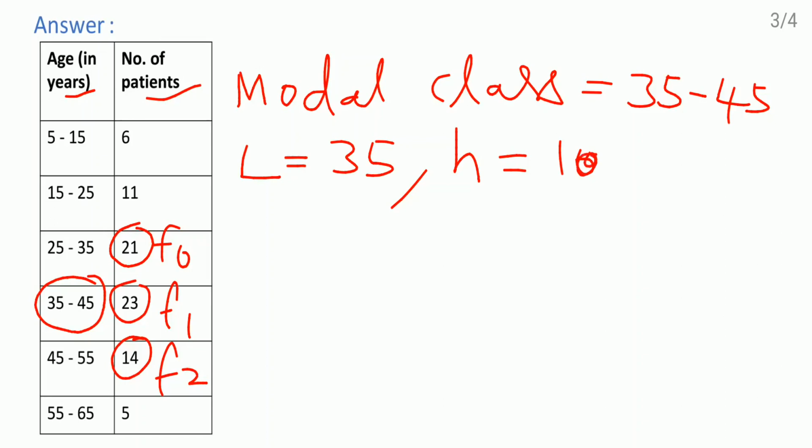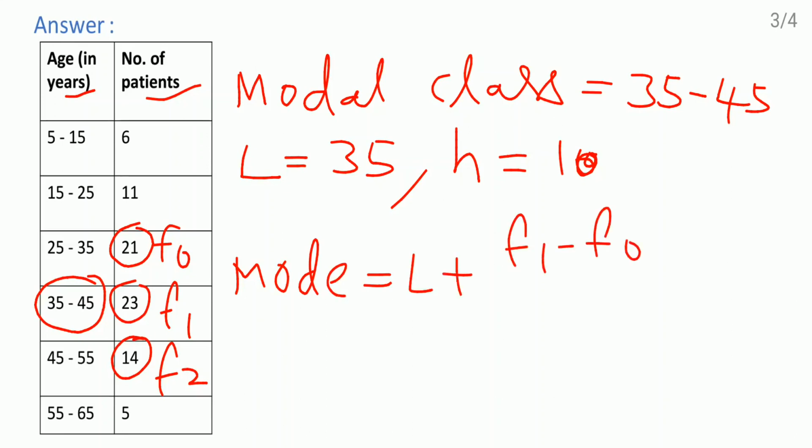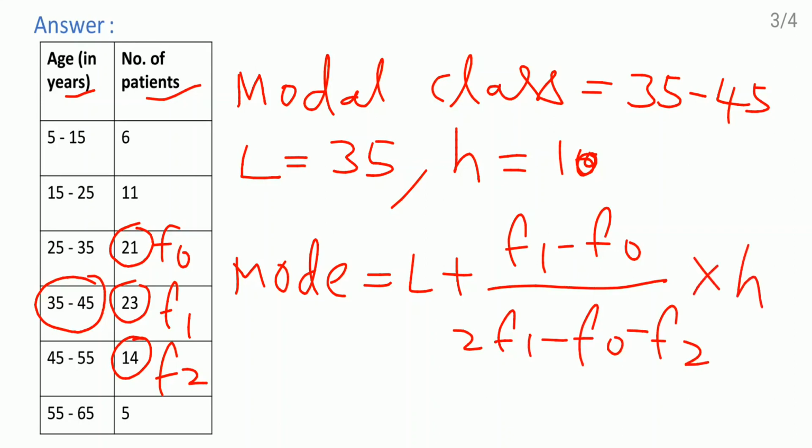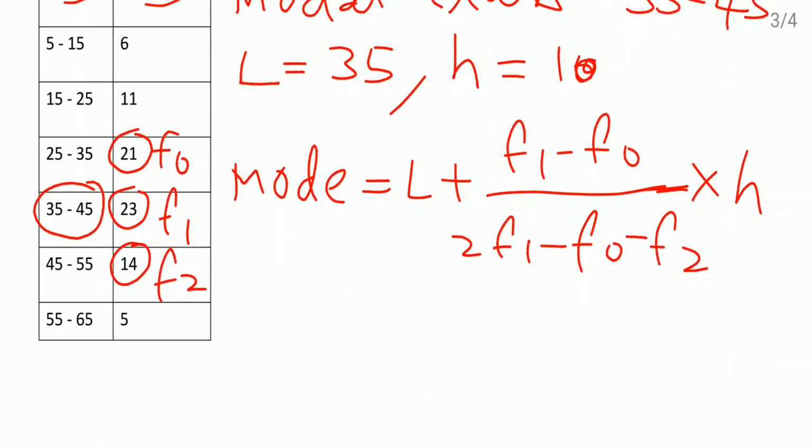Here is the formula for the mode. Mode is equal to L plus (F1 minus F0) divided by (2 times F1 minus F0 minus F2), into H. This is the formula. This formula you have to memorize. Now we'll substitute the values.